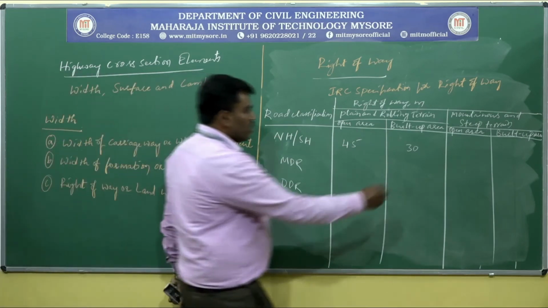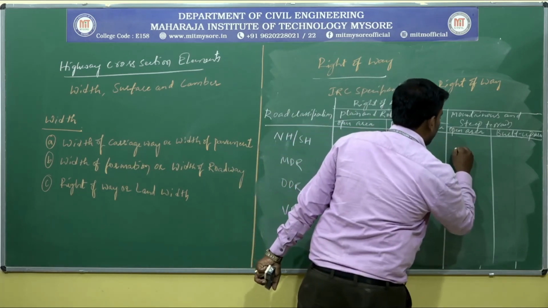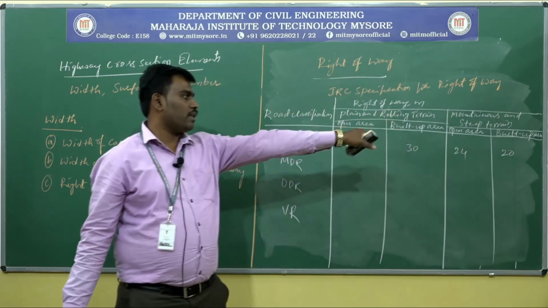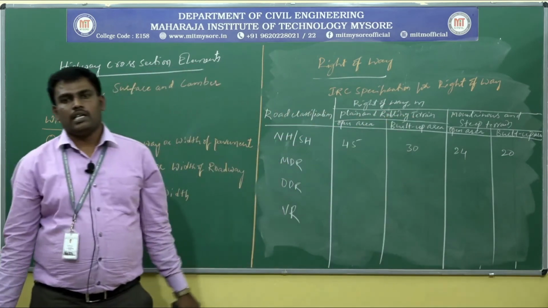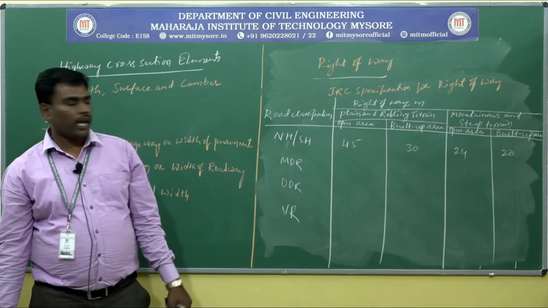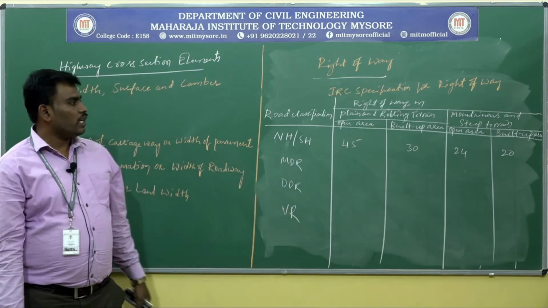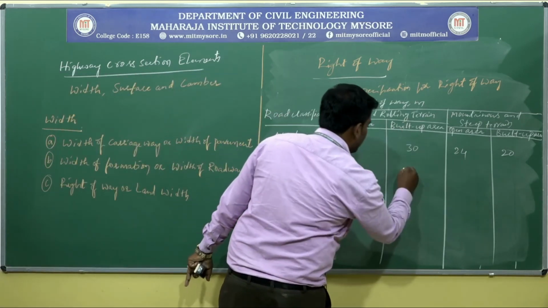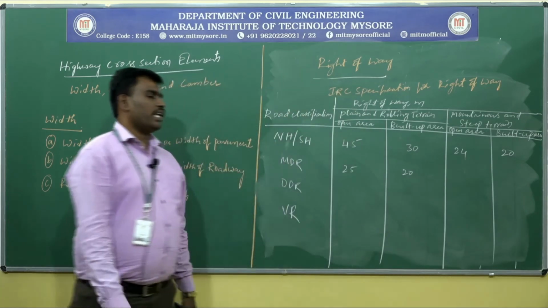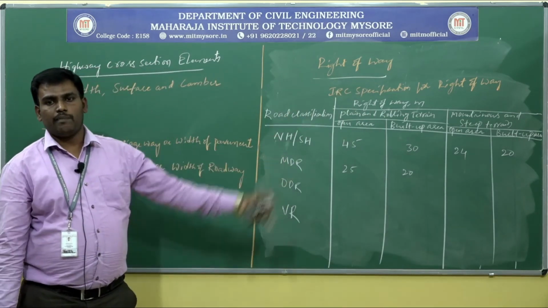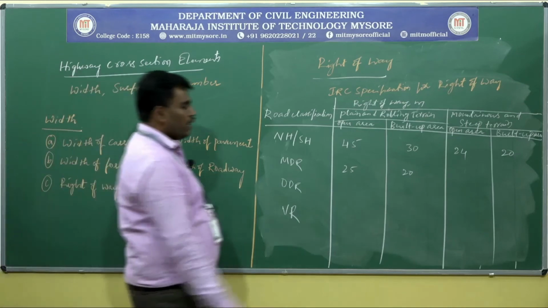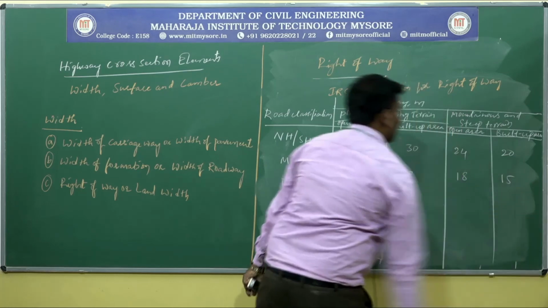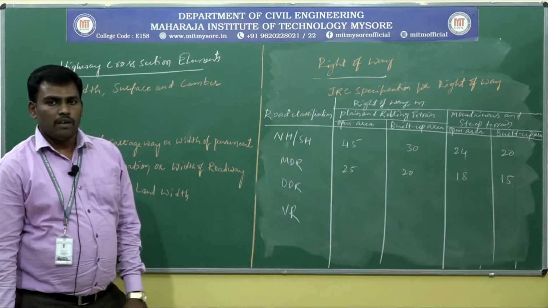And for mountainous and steep terrain, it is 24 meter and 20 meter. In open area, in mountainous and steep terrain, it is 24 meter. In built up area, it's about 20 meter. Okay, for major district road in plain and rolling terrain, in open area, it's 25 meter and in built up area, it's 20 meter. In mountainous and steep terrain, it is 18 meter in the open area and in the built up area, it is 15 meter.